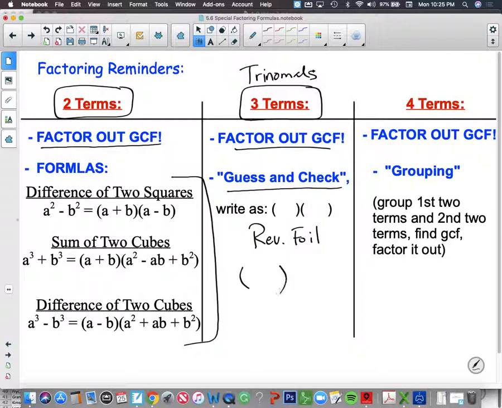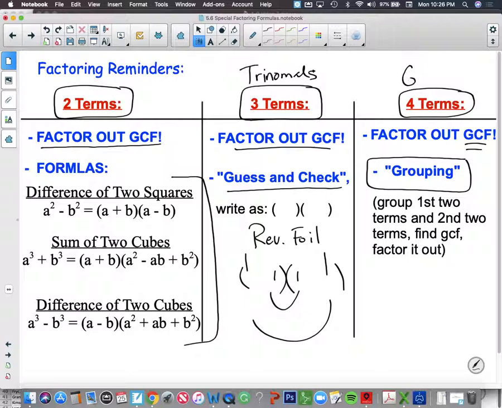So remember, in SMILE method, look kind of like this. Check the outside, check the inside. You got a baby smile and you got a big smile. Kind of looks goofy. And then 4 terms, again, factor out greatest common factor, but the number one thing you want to do is grouping. You group the first 2 terms and the second 2 terms, and then you keep going from there. So that 4 terms is grouping.